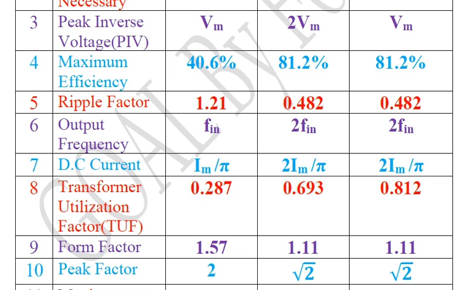Next point is the form factor. In case of half wave rectifier, 1.57. In case of center tap, 1.11, and in case of bridge type rectifier, 1.11. Next point is the peak factor. In case of half wave rectifier, peak factor is 2. In case of center tap rectifier, peak factor is √2, and in case of bridge type rectifier, peak factor is √2.